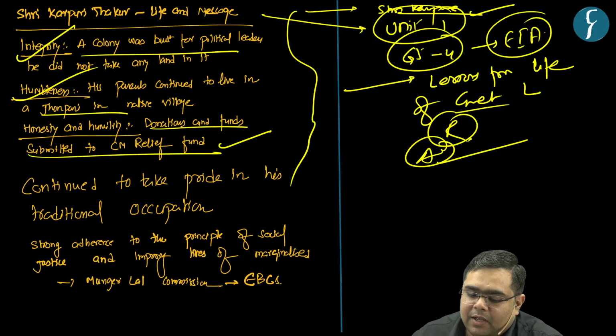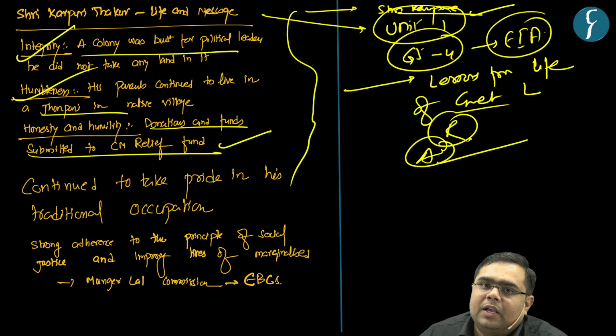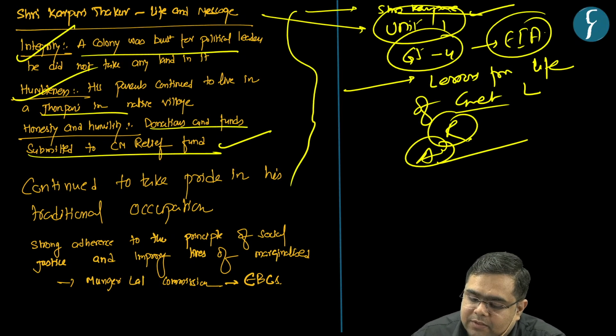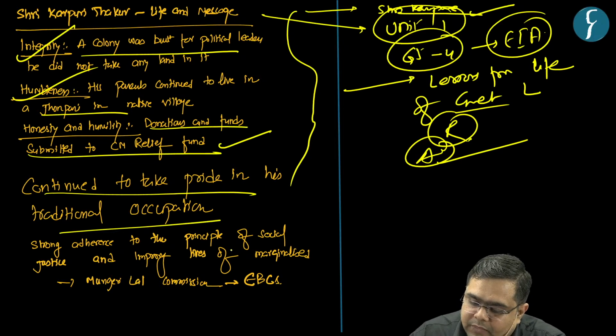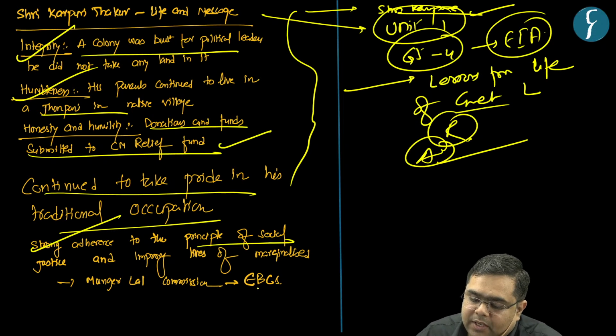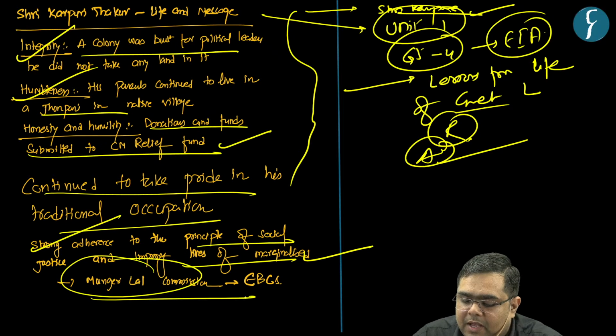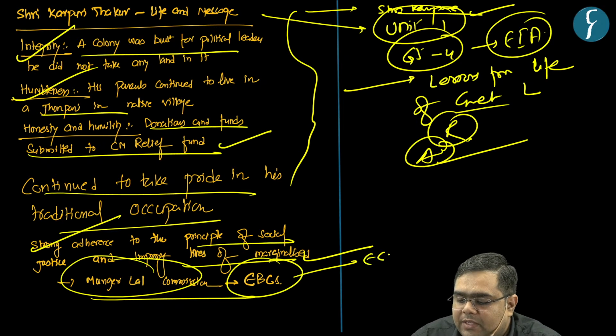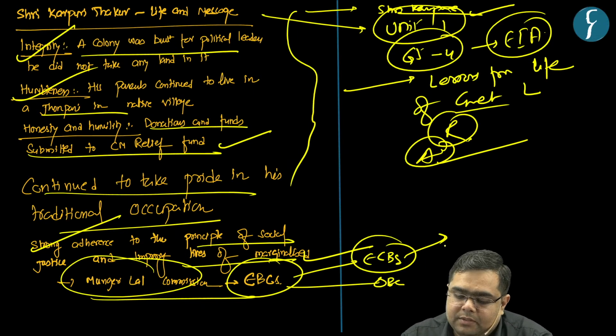And similarly, Sri Karpuri Thakur, when he used to attend social functions and so on, never shied away from performing his traditional function, and with the same precision and diligence he performed the political actions as well. Then he had strong adherence to the principles of social justice and social reforms and improving the lives of the marginalized. And it was under his regime that the Mungeri Lal Commission was set up to classify OBCs into EBCs and OBCs. EBCs means extremely backward classes, right?